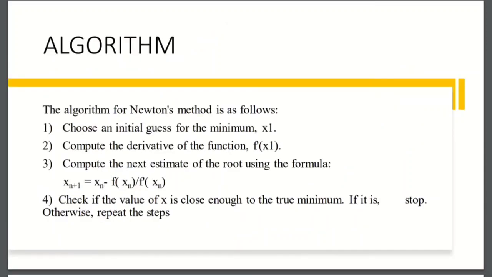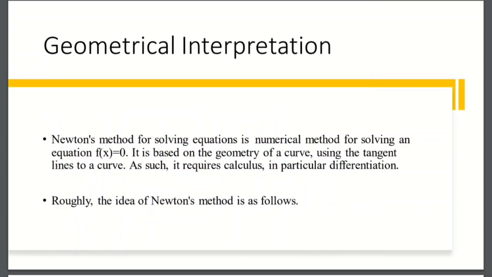and the algorithm for Newton's method is initially guessing the minimum for x1, computing its derivative at the guess, then estimating the next guess and finding its functional value. And if x is close to the true minimum, then stop. Otherwise, by using Newton's formula, repeat the steps.